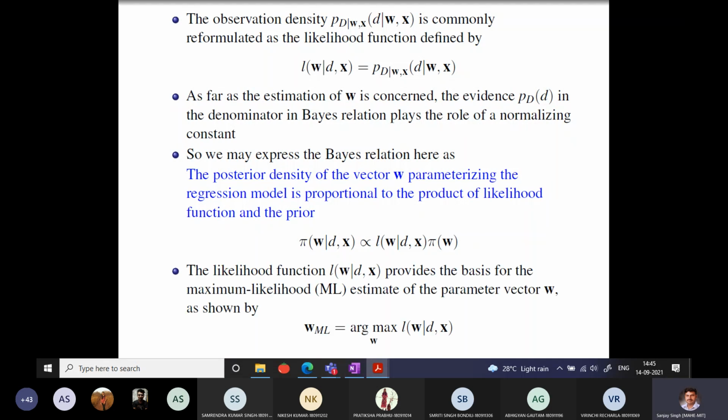Now the likelihood function L(W | D, X) provides the basis for the MLE, the maximum likelihood estimate of the parameter vector W, and it is shown as something like this. If the likelihood function is there with you, you calculate this argmax over W. I have already talked about this notation when discussing linear algebra. Can anyone of you tell me how to calculate this, or what to do here?